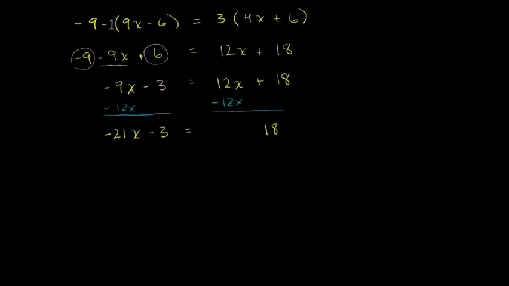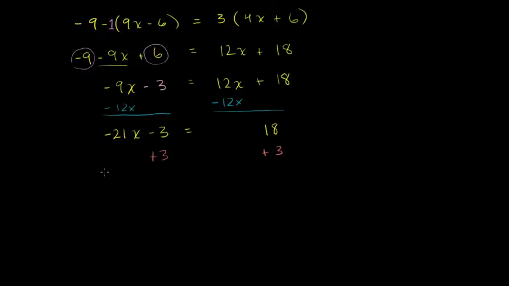These guys canceled out. Now, let's get rid of this negative 3 from the left-hand side. So on the left-hand side, we only have x terms, and on the right-hand side, we only have constant terms. The best way to cancel out a negative 3 is to add 3, so it cancels out to 0. So we're going to add 3 to the left. Let's add 3 to the right.